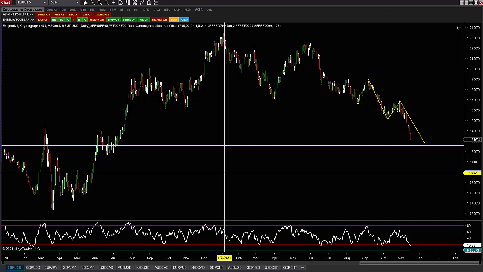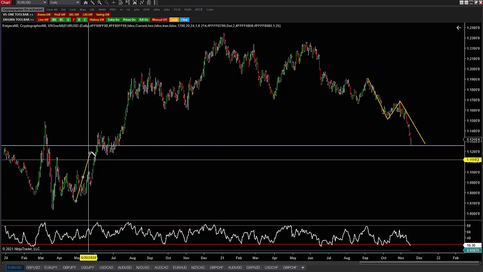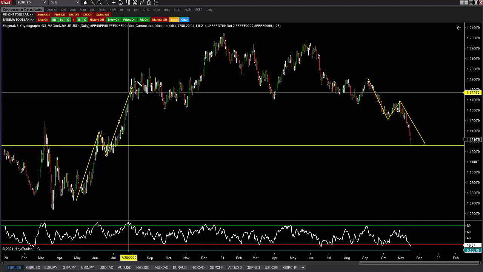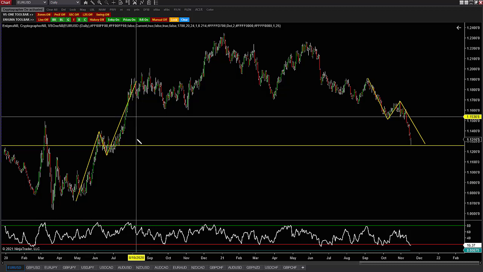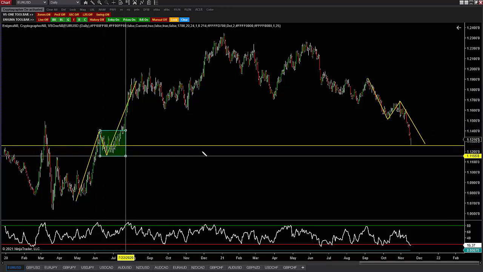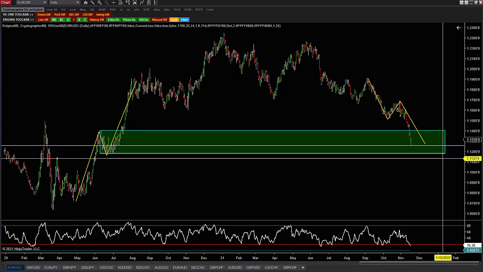So yes, we are at a significant level, right? If we look left, we look at the ebbs and flows of the market. We are at a previous level of consolidation. If I take the high right here and the low right here, we are trading at a previous level of consolidation. So yes, we are at a significant level.